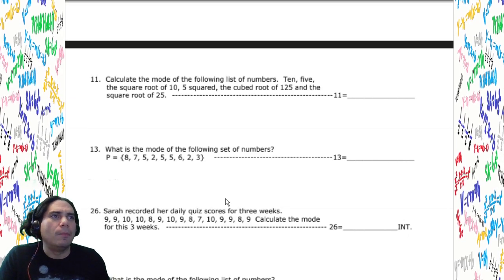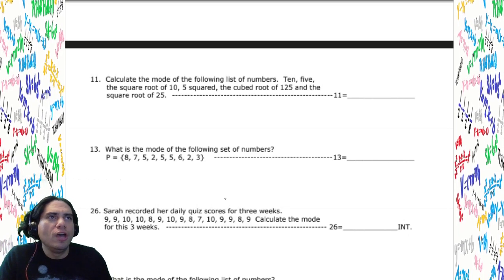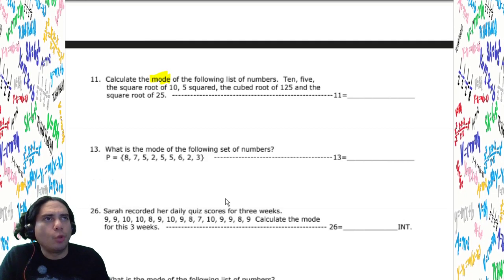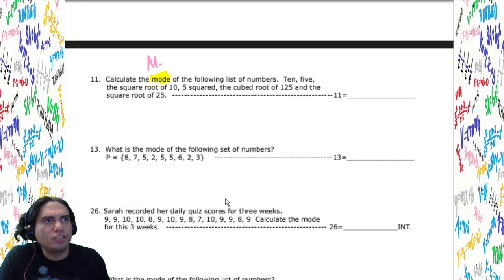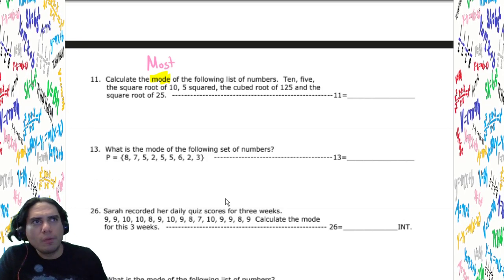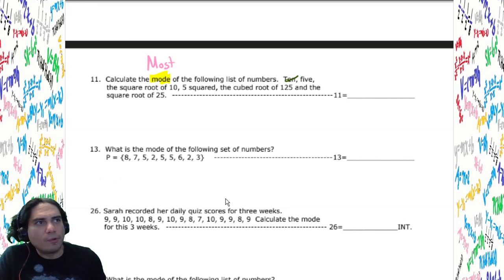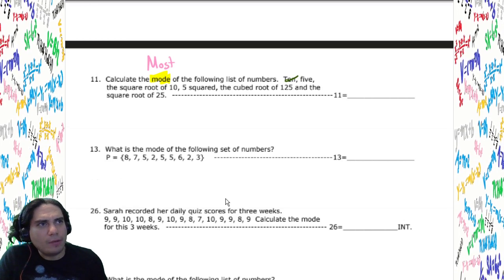Let's go ahead and do this problem. We're gonna write the mode. As you can see, the mode is the number that appears the most. Mode, most. Easy way to remember that. So we got the number 10. So I'm gonna cross out 10. I'm gonna write the number 10 right here in the middle.